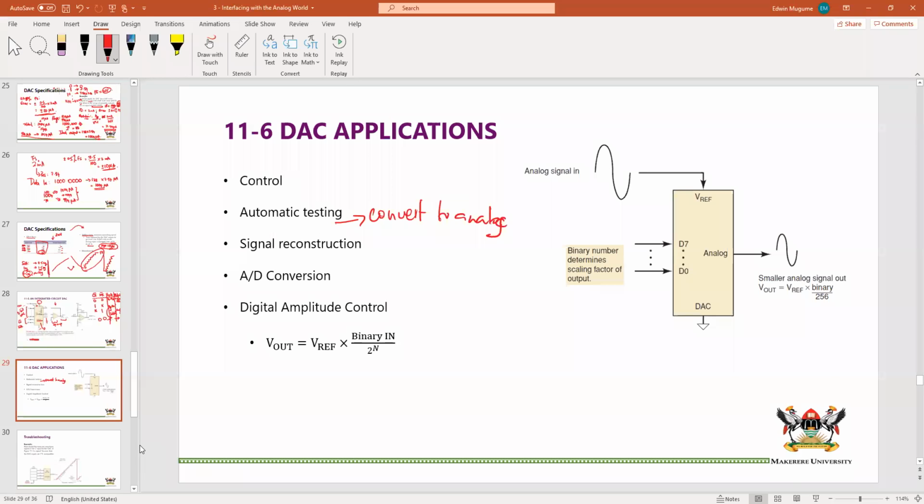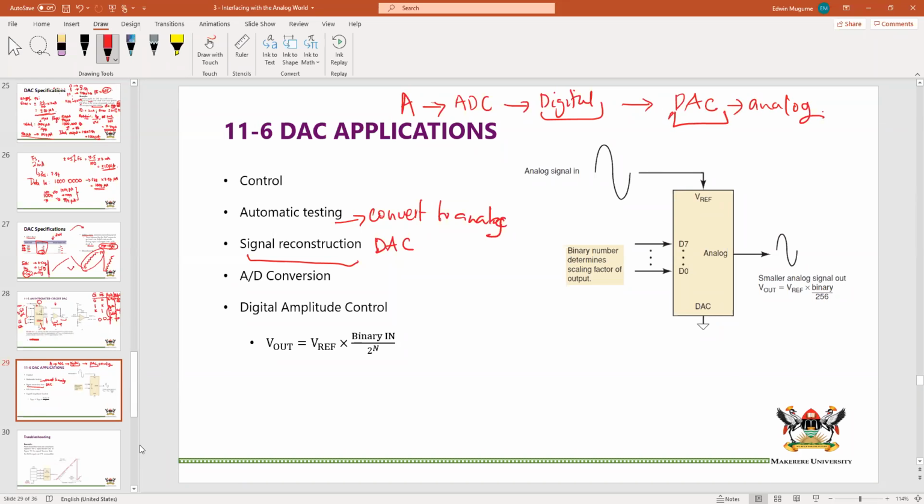We can perform signal reconstruction because we are moving from digital to analog, but remember we started with analog. We used an analog to digital converter to create a digital signal. Now this is the digital signal that we put into the computer to process. After that, we need to convert this digital back to analog so that we have our analog signal. So you can see that this is the one that we use to reconstruct this digital signal back into analog. So this is really just the signal reconstruction process.